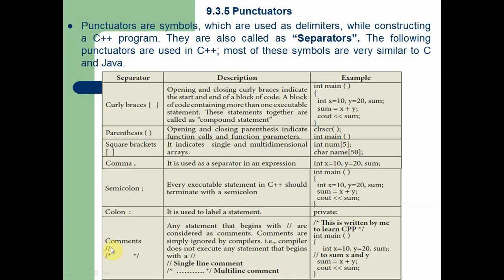The double slash and slash-star star-slash are used for comments. Whatever line is prefixed with the double slash is not interpreted or compiled by the compiler. When you want to write more than one line of comments, you can use the slash star and star slash symbols at the beginning and the end of the lines for multiple-line comments. So these are the different punctuators used in the C++ language.